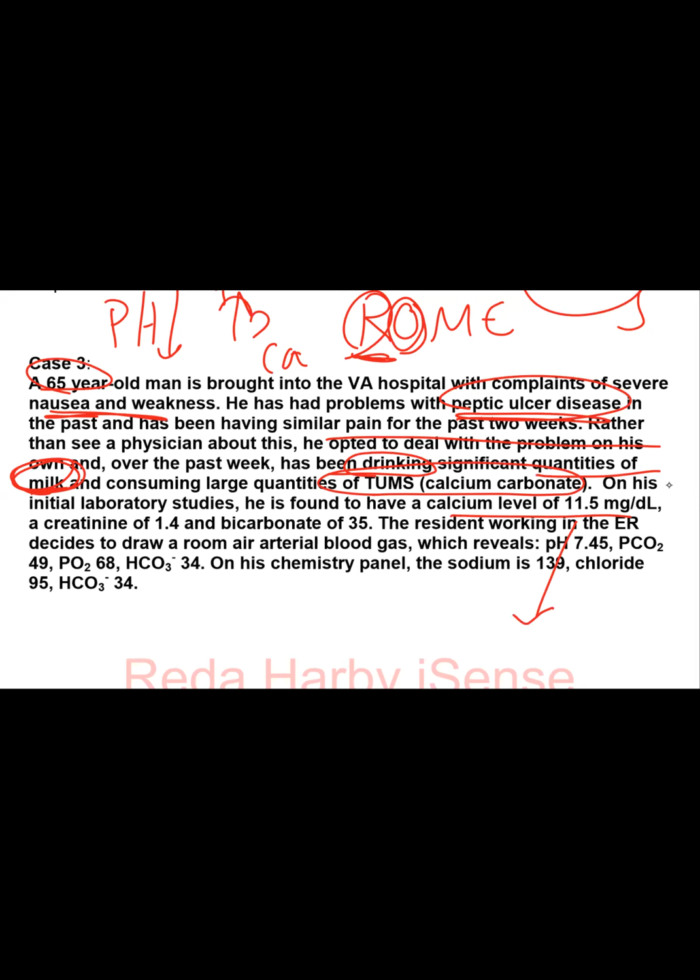11.5 milligram per deciliter, creatinine 1.4, bicarb 30. A resident working in the ER decided to draw a room air ABG, which reveals pH 7.45, PCO2 49, O2 68, bicarb 34. In the chemistry panel, the sodium 139, chloride 95, bicarb 34.